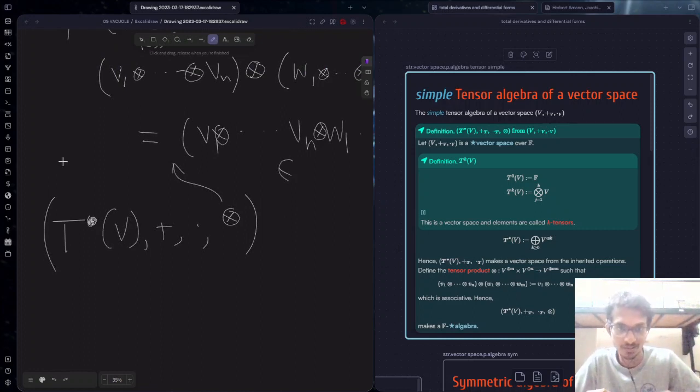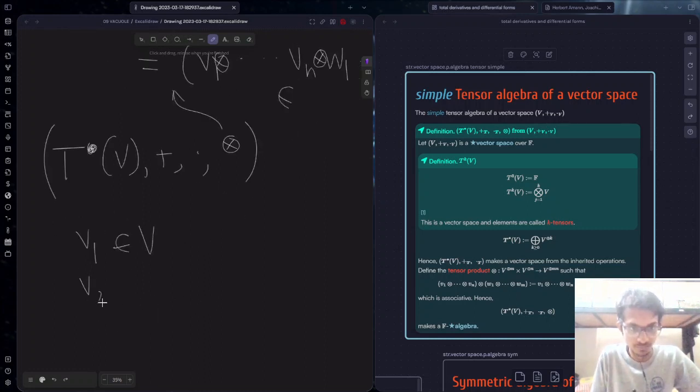The tensor product actually takes two vectors and makes an element of T2. So it will take v1, which is an element of V, and v2, which is an element of V, and map it to something like v1 tensor product v2.